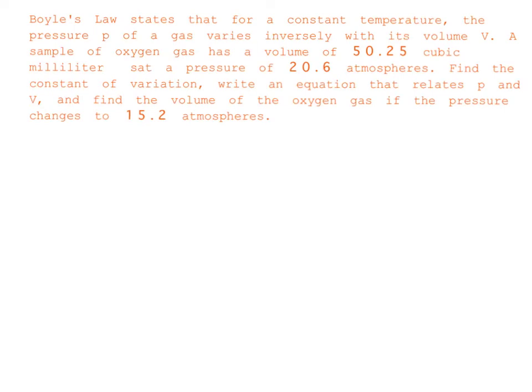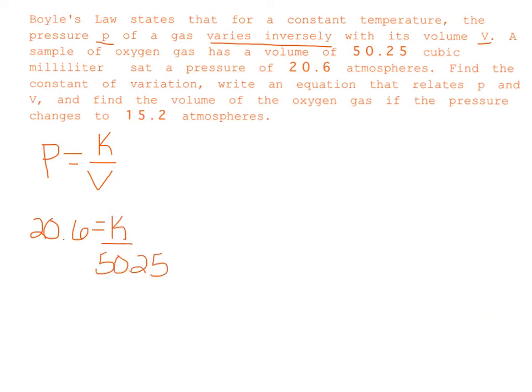Okay, so what we're going to do is, where it says the pressure varies inversely, P equals K divided by the volume V. And then it says a volume of 50.25 cubic milliliters and pressure of 20.6. I'm going to plug those in. 20.6 equals K over 50.25. Multiply both sides by 50.25 and you get a constant of 1035.15.